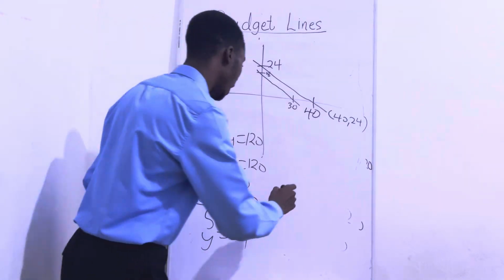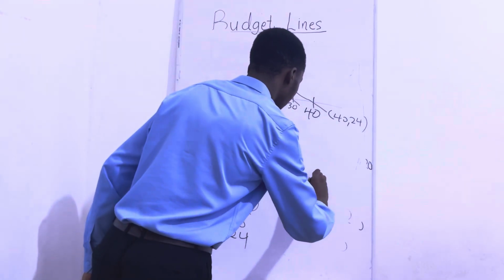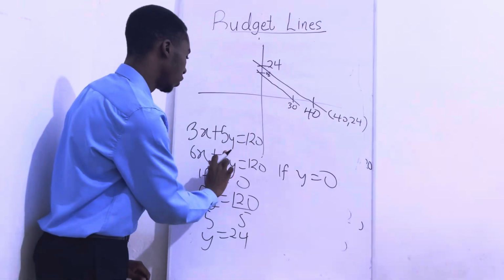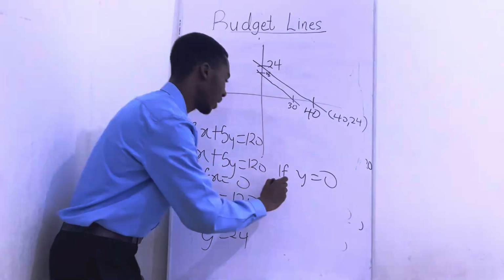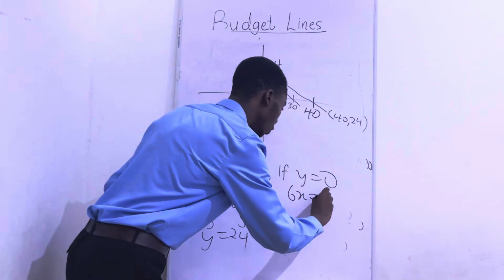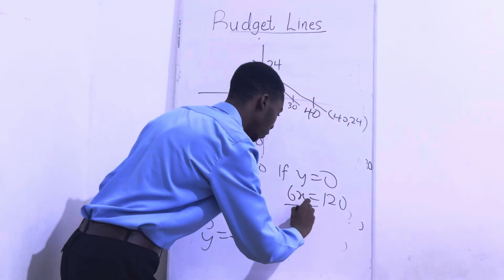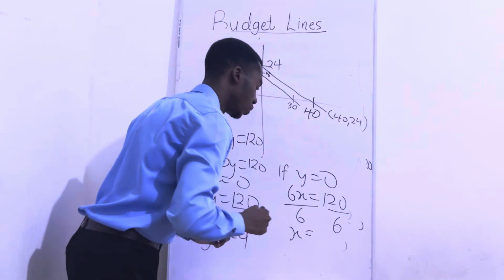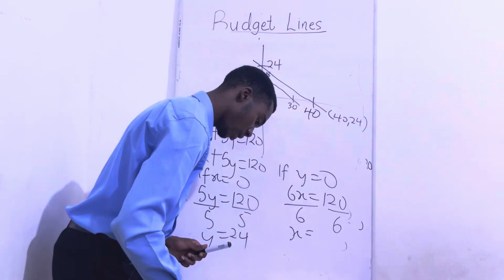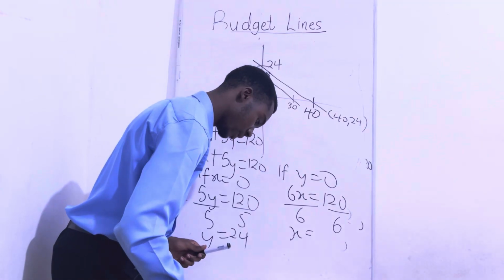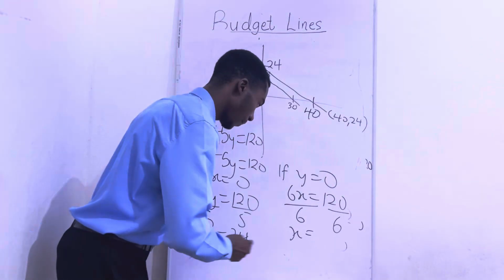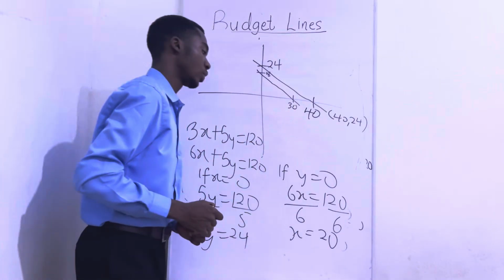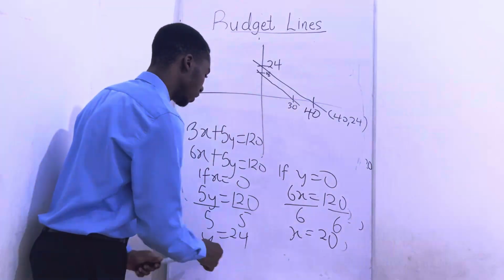Then we do the same for y. If y is equal to 0, all this will be 0 because 5 times 0 is 0. So we have 6x is equal to 120. Then divide both sides by 6 to make x stand alone. Then x will be 120 over 6, which is 20. So now our x is 20, our y is 24.